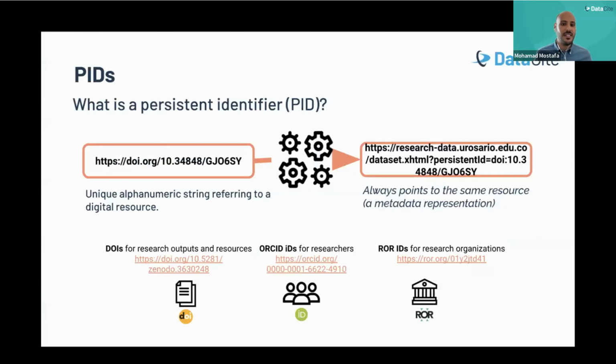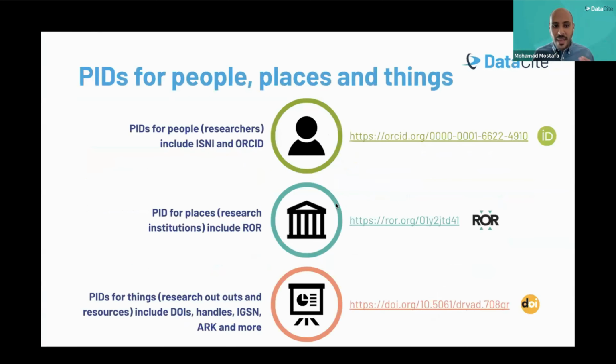So what is a persistent identifier? It's a unique alphanumerical string, which is always referring to a digital resource. And it will always point to the same resource where the metadata information is presented. So PIDs can be used and assigned for people, and they can also be used for places, and they can also be used for things. We will explain that in detail in the upcoming slides.